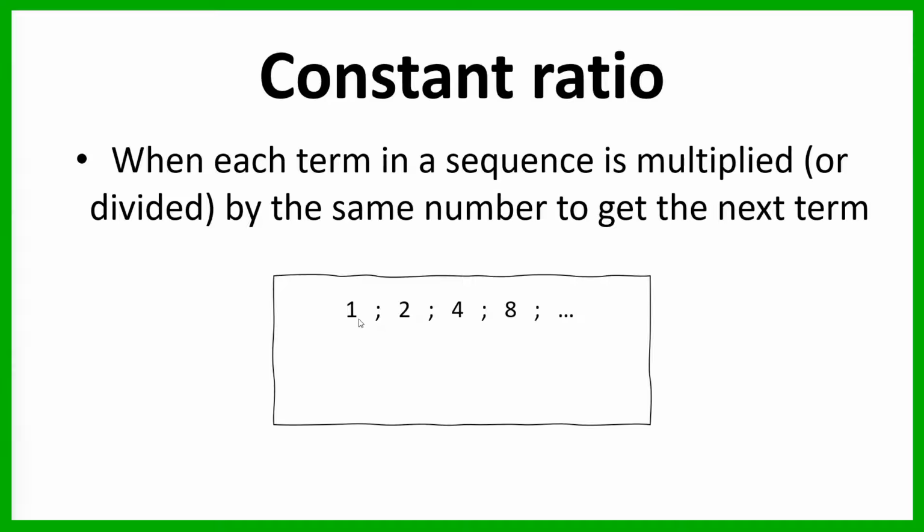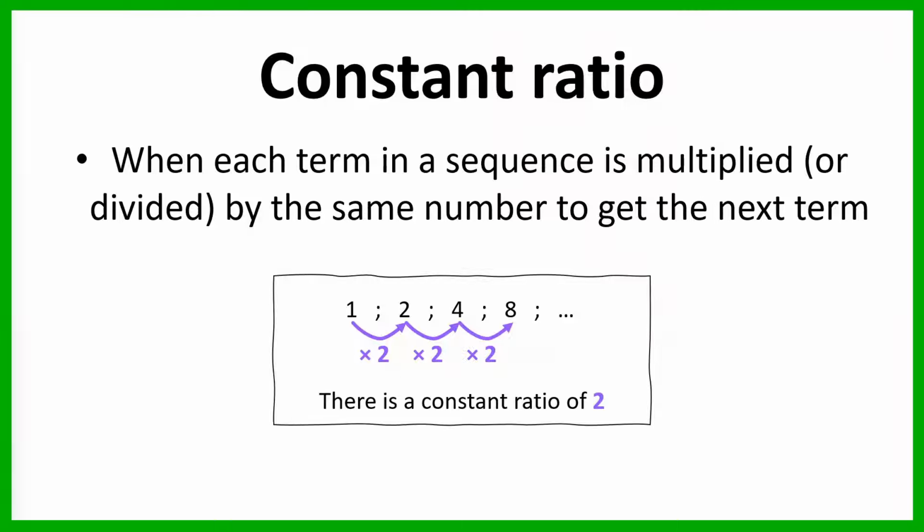So what we're going to do is see what we multiply or divide by to get to the next term. So if I take 1 and I multiply by 2, then I will get 2. And if I take 2 and I multiply by 2, I will also get the next term, which is 4. If I take 4 and I multiply by 2, I will get the next term, which is 8. So in this example over here, we've got what we call a constant ratio of 2.